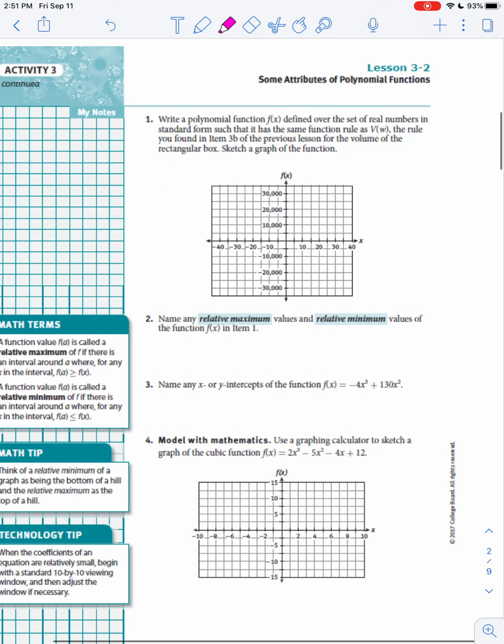Okay, on to page 2. So this is problem number 1, which says we want to take from the previous lesson. Since we didn't do the previous lesson, I'm just going to sketch this graph for you so we can talk a little bit about it.